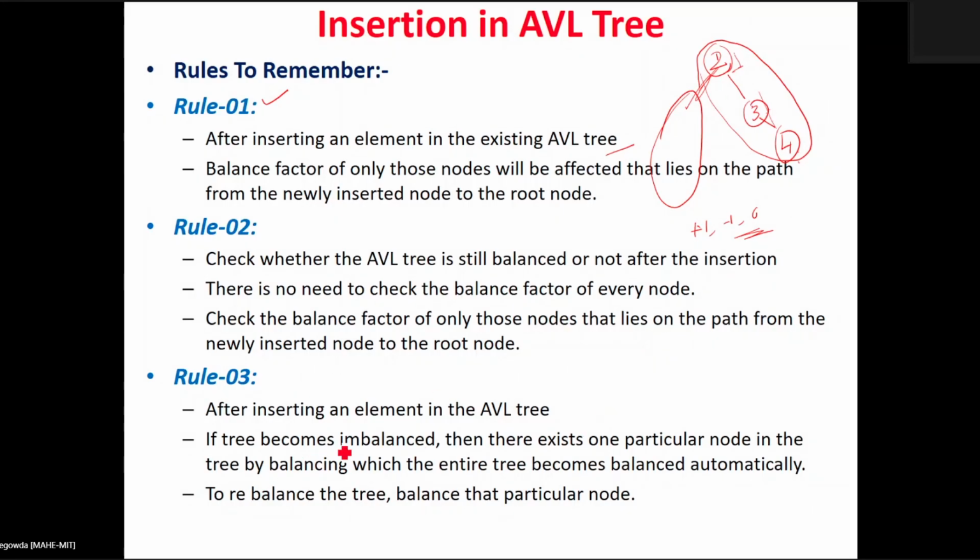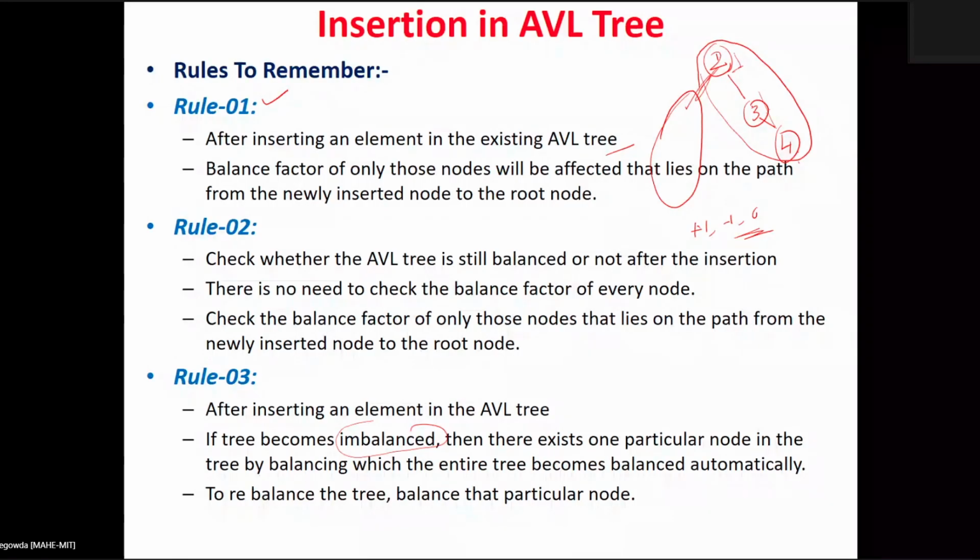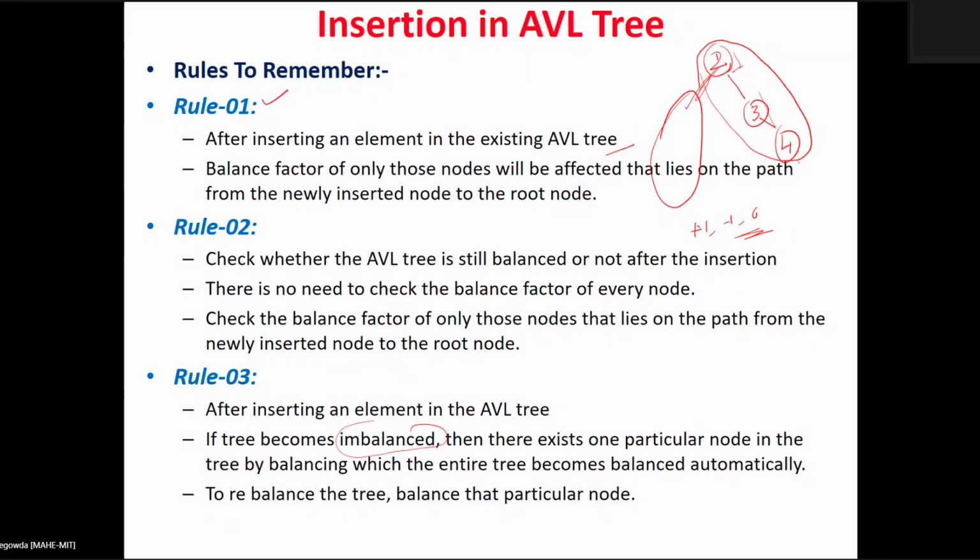If the tree becomes unbalanced, then there exists one particular node in that path. You don't need to restructure all the nodes which belong to that path. When you balance that particular node, automatically the whole tree will be balanced. So to rebalance the tree, balance only that particular node. You don't need to balance all the nodes which come along the same path. You just concentrate on a particular node.